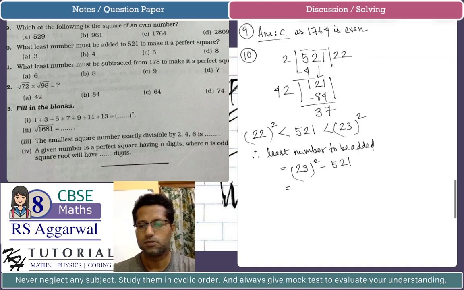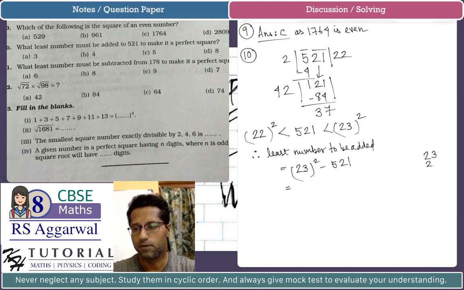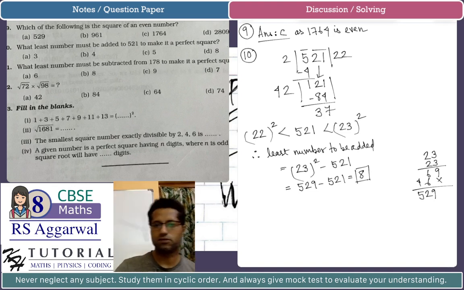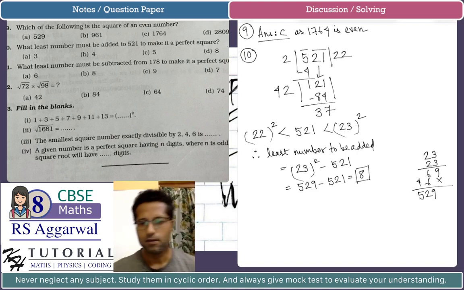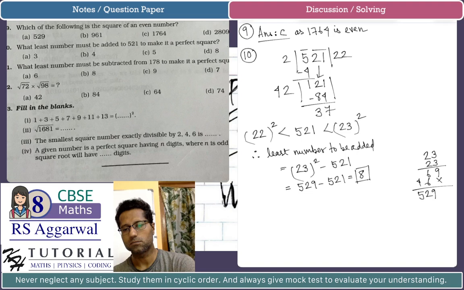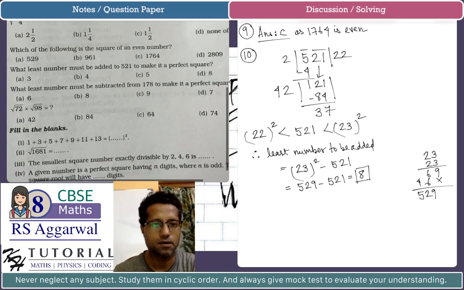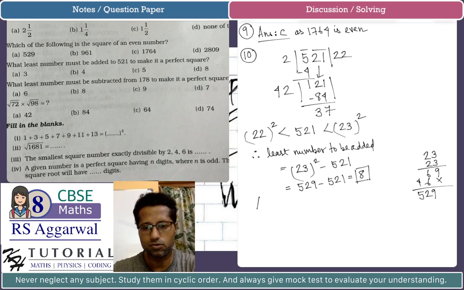So we have to find what is 23 square. 23 multiplied by 23 is 529. So 529 minus 521 is equal to 8. 8 is the least number that must be added to 521 to make it a perfect square. And if you add 8 to 521, it will give 529, which is nothing but 23 square. So the answer is 8, and the correct choice is D. Okay.